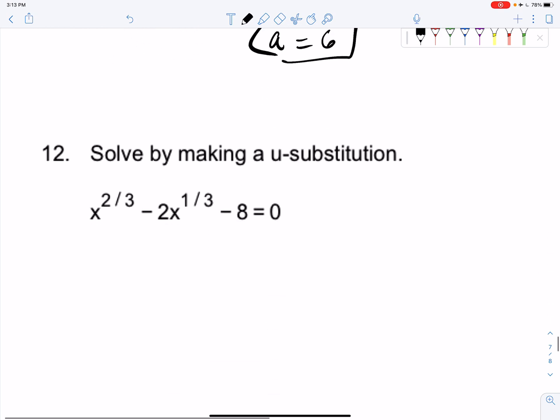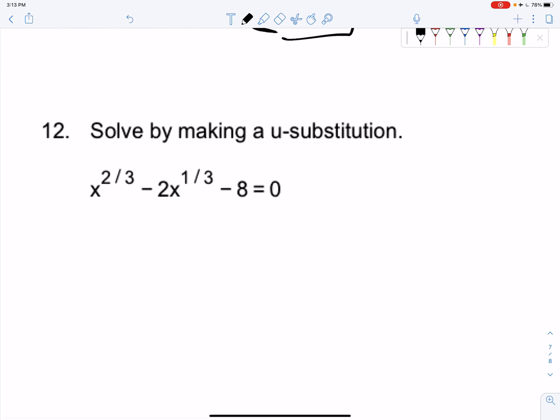Okay, we're almost done. Number 12. And once again, can we rewrite this as a quadratic?